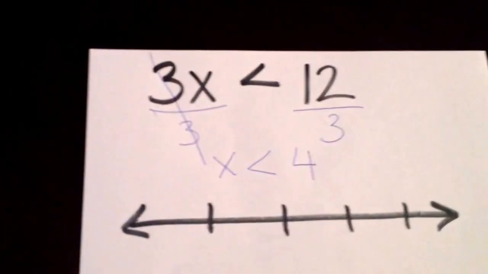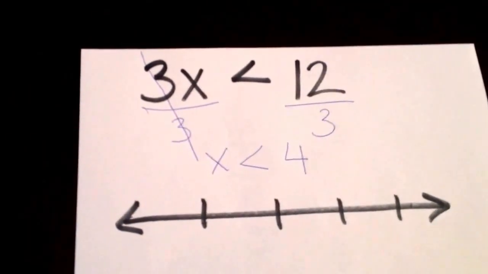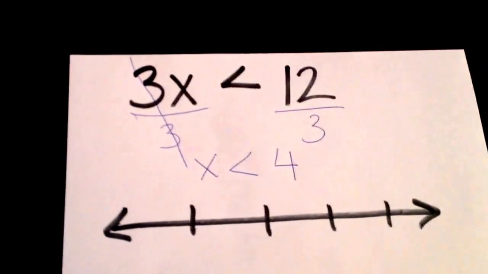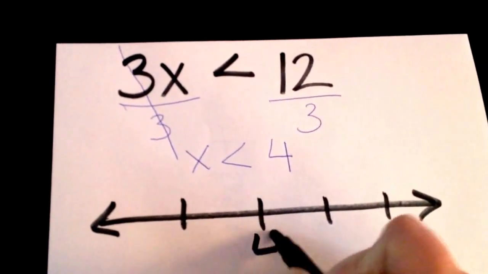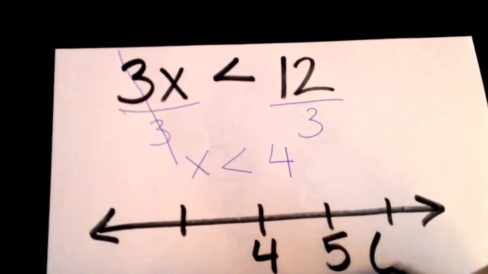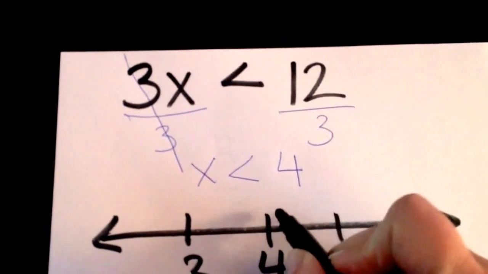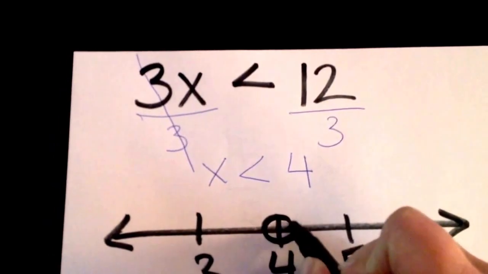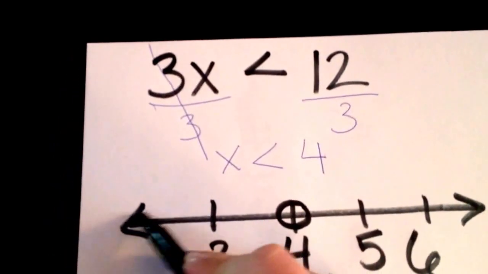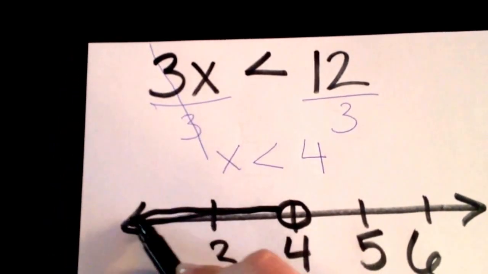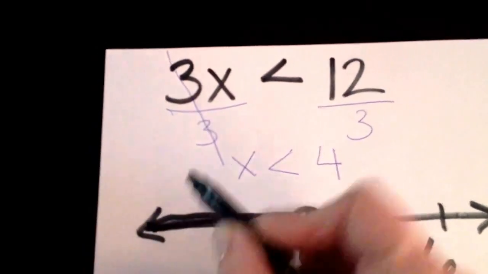And so we're going to go ahead and graph this the way that we normally do. X is less than 4. We're going to put our numbers on the number line. X is less than 4, not equal to 4, so we're going to put an open circle on 4 and graph in the direction of less than. Okay, so that's the same as normal.